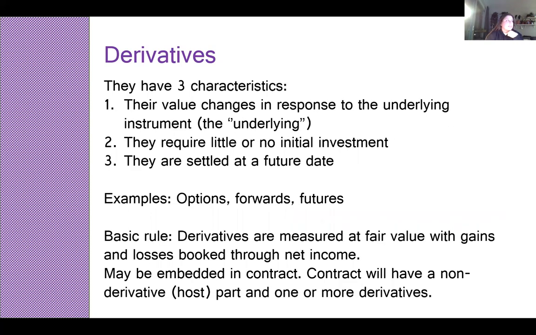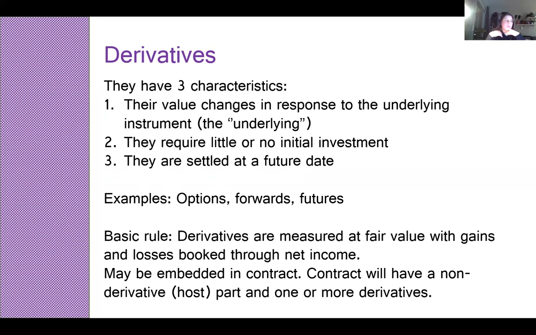So for derivatives, they have three characteristics. Their value changes in response to the underlying instrument. So if the underlying instrument fair value changes, your derivative asset or liability is going to change in function of the fair value. They require little or no initial investment. So I said that they can pay a fee. The holder can pay a fee to enter into the agreement, but there's also sometimes where they don't have to pay a fee. And also they're settled at a future date.